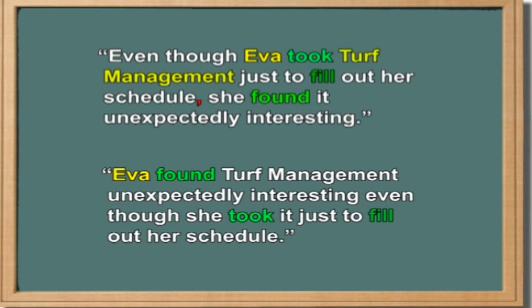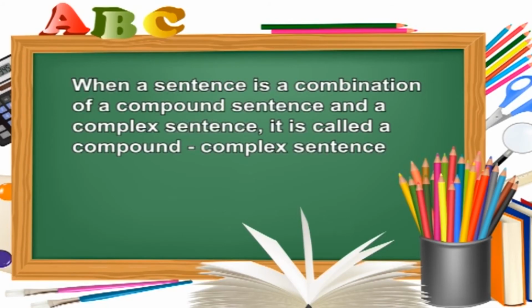Pay attention to these complex sentences. Subjects are in yellow and verbs are in green, and the subordinators and their commas when required are in red. When a sentence is a combination of a compound sentence and a complex sentence, it is called a compound complex sentence.